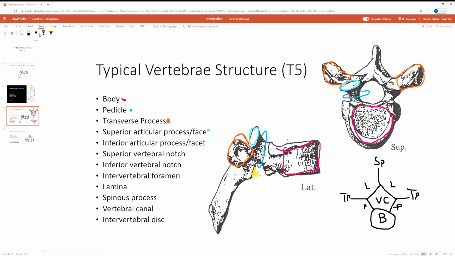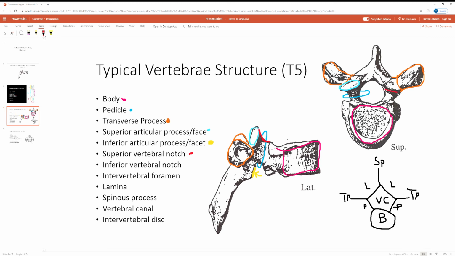And I did not label my inferior articular process, so there it is in yellow. Now we'll draw the notches. So the superior vertebral notch on the thoracic vertebrae is not too dramatic. It's just this little notch right here.